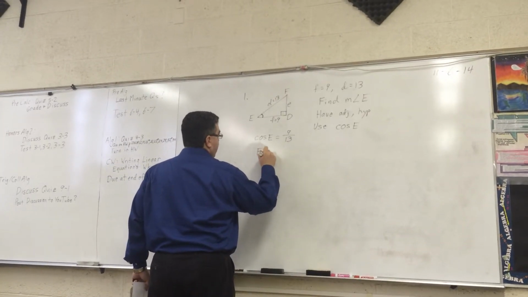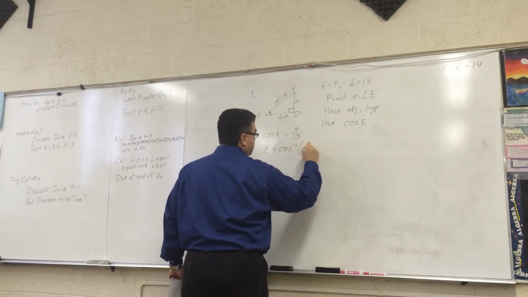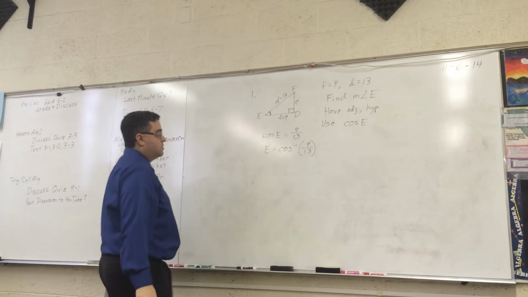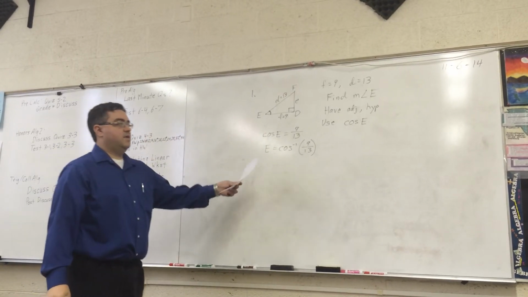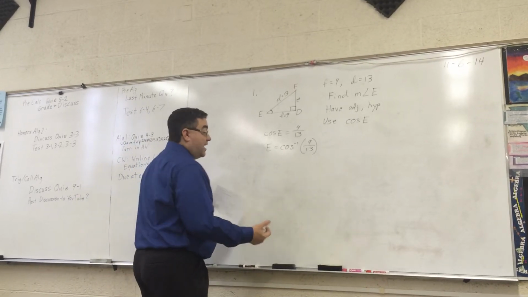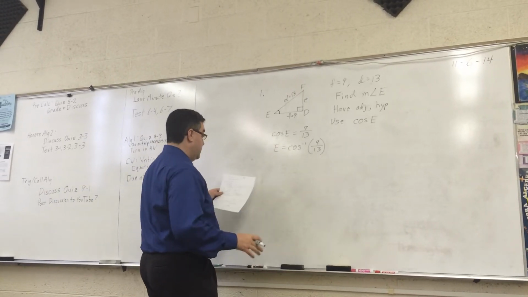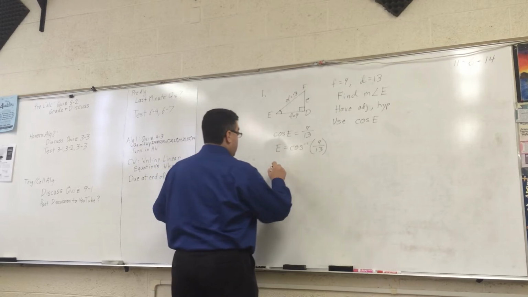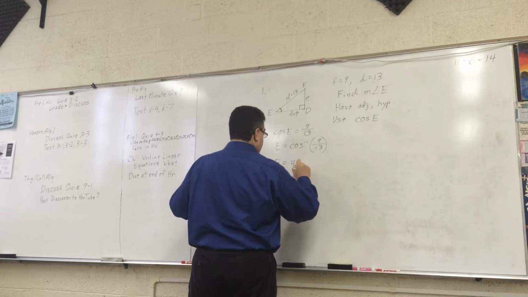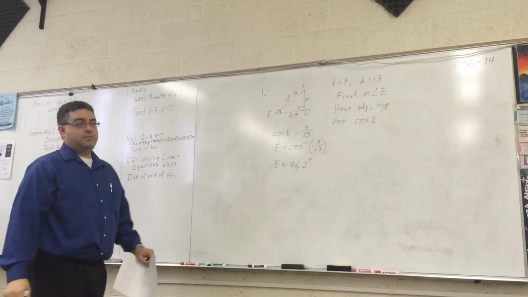And to get E by itself, I have to take the inverse cosine of both sides. When I take the inverse cosine of the cosine, it cancels the cosine, and I'm just left with E. Then I have the inverse cosine of 9 over 13. And when you do that on a calculator, you have to make sure that your calculator is in degrees, because all your answers are in degrees, you come out with E equals, rounded to 1 decimal place, 46.2 degrees.